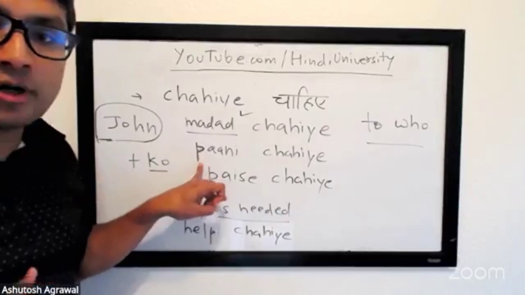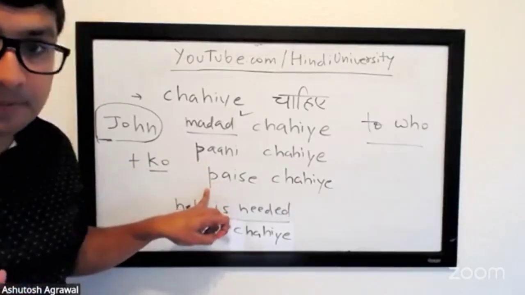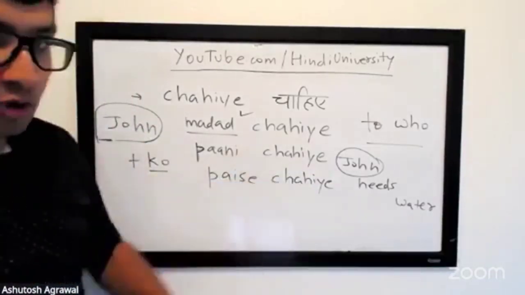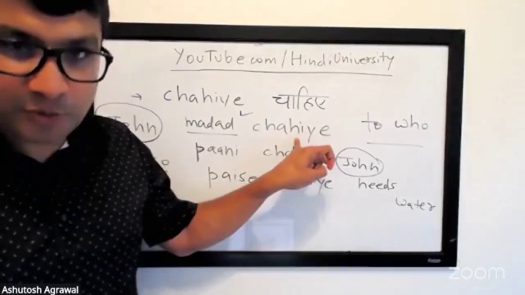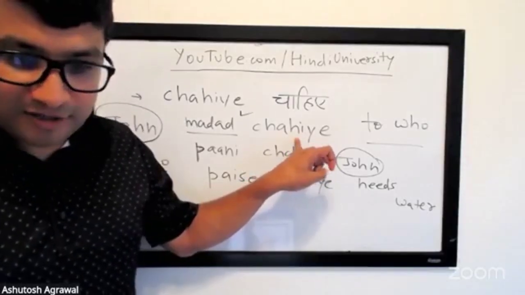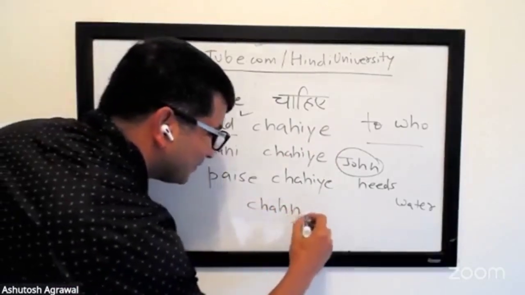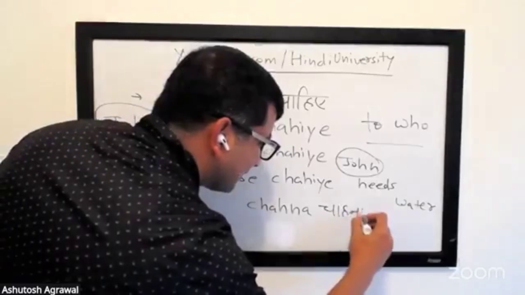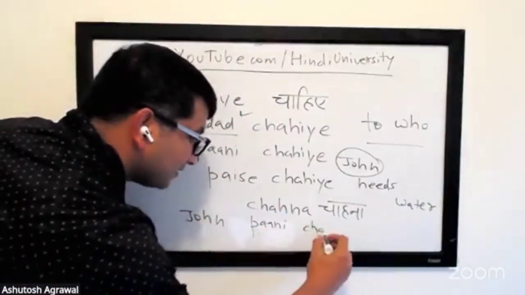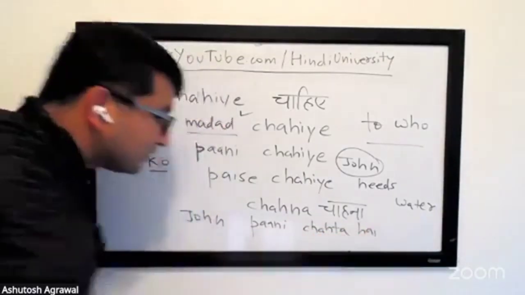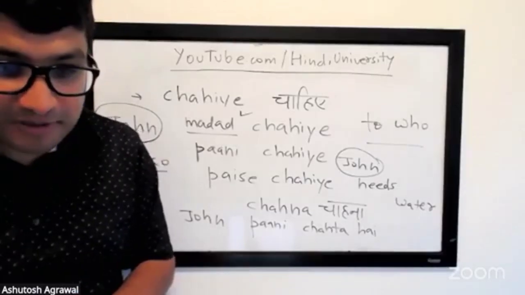John को पानी चाहिए. John needs water. Okay, John को पैसे चाहिए. John needs money. And you can still focus it on John, but you have to use something else instead of चाहिए. You can use the verb चाहना. चाहना, which appears very similar. How would you change the sentence? Beautiful. John पानी चाहता है, and there is no ko here. Okay, it means John desires water.